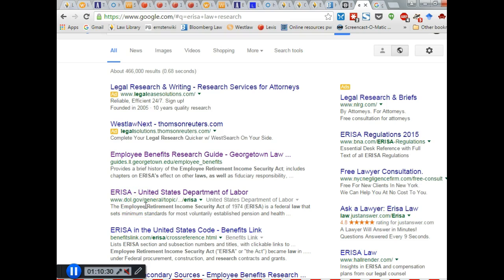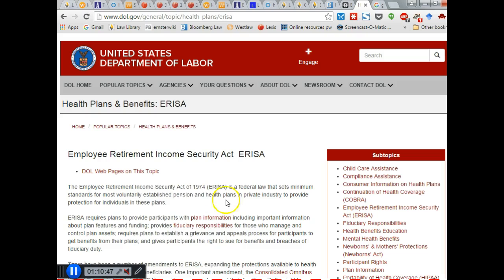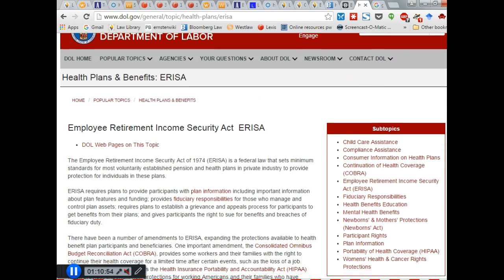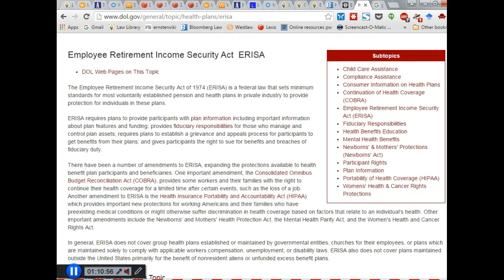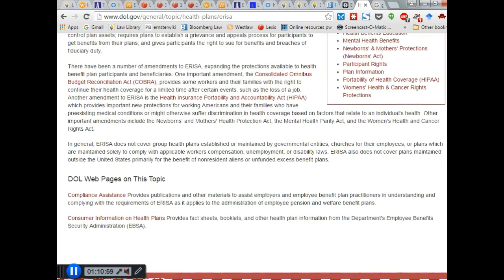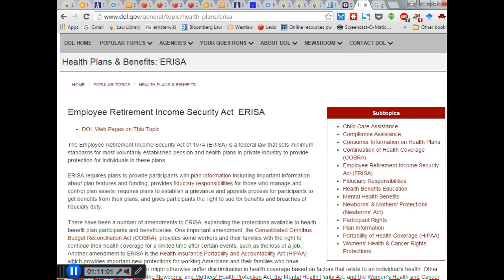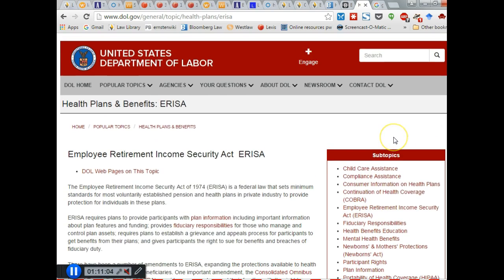Again, being aware of the websites, .gov is government, so again, nothing to sell. Now you may have your various opinions on the value of government, but at least they're not trying to sell you something. And this is the DOL, Department of Labor, as we can see. So we're going to get, again, some background on ERISA put out by the government, so we at least know the source and know that it should be fairly reliable, at least from a substance standpoint.